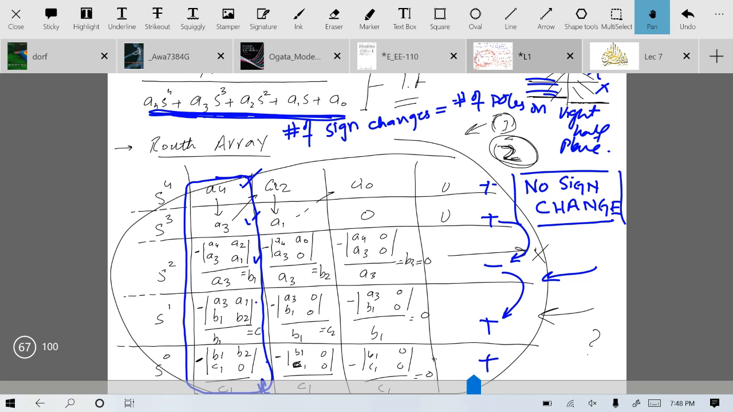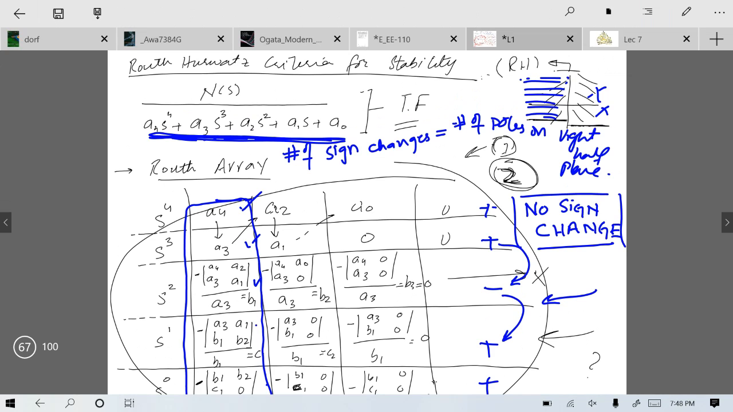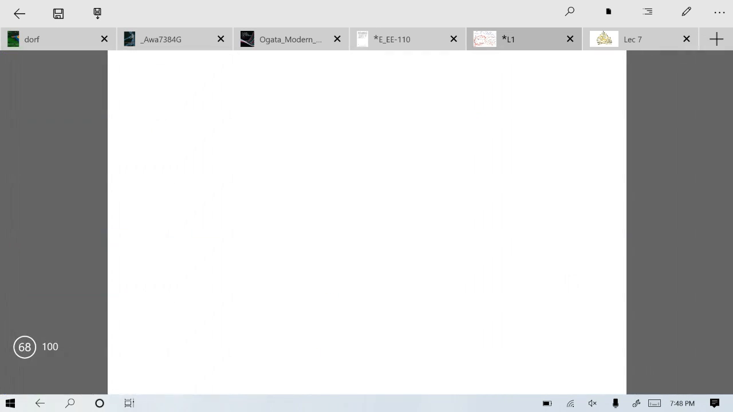So what if there is a 0 in the first column? So now let's discuss a few scenarios. Scenario number one: what if we have a 0 in the first column?